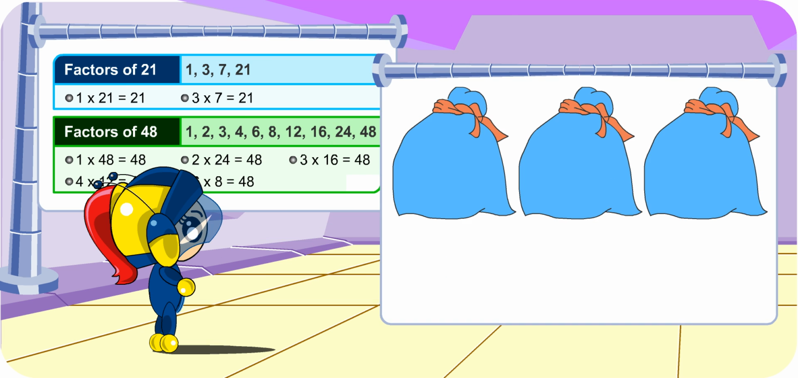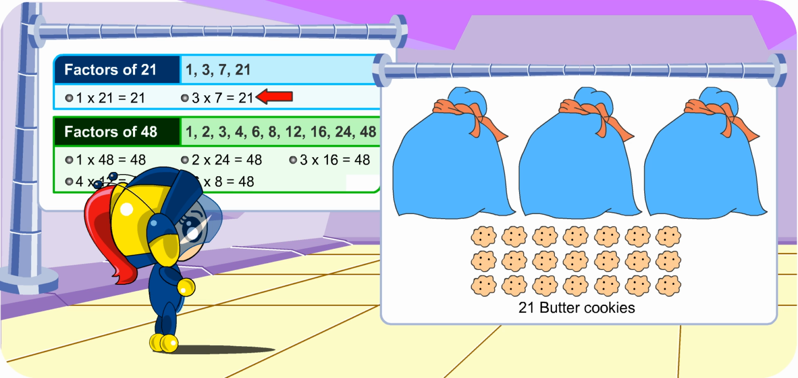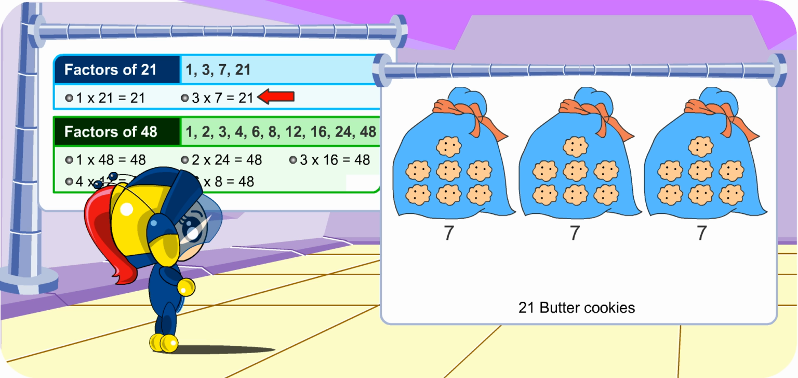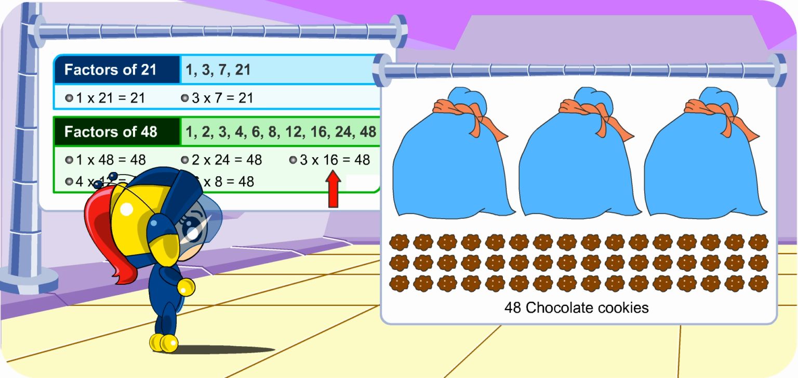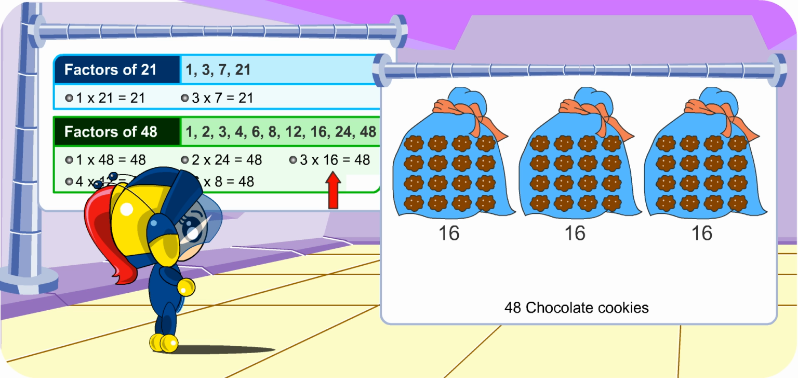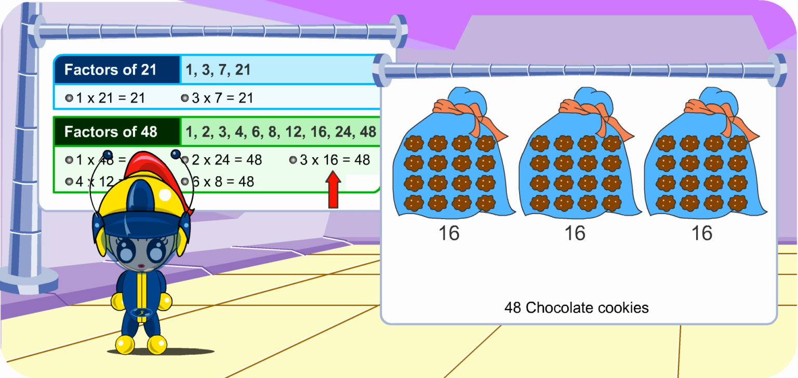Okay, I have here 3 bags. To put 21 butter cookies into 3 bags, that means putting 7 cookies in each bag. To put 48 chocolate cookies into 3 bags, that means putting 16 cookies into each bag. You are right. I have managed to put equal number of each type of cookies into each bag.